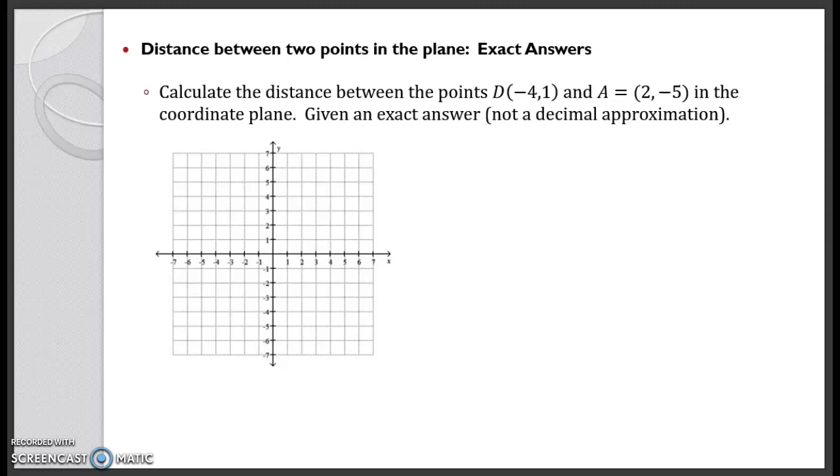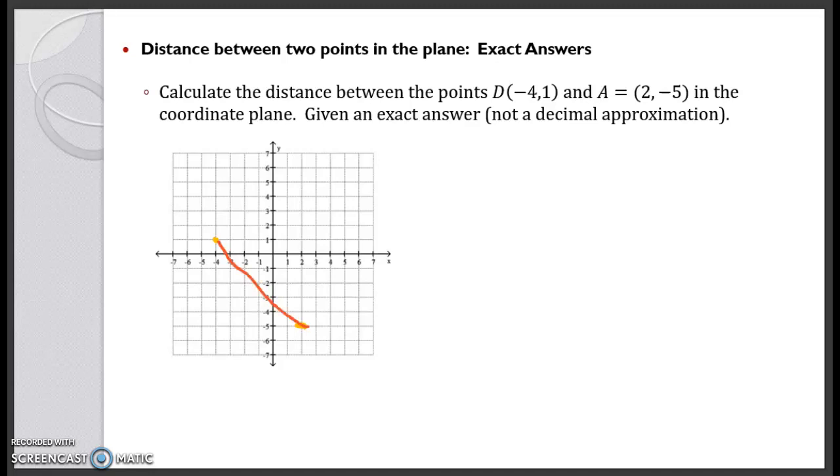Hey everybody! This video will go over distance between 2 points in a plane, exact answers. So we're given 2 points, D and A. D is at -4, 1, which is here. A is at 2, -5, which is here. So there's our 2 points, and we are needing to find the distance between them, so this distance.